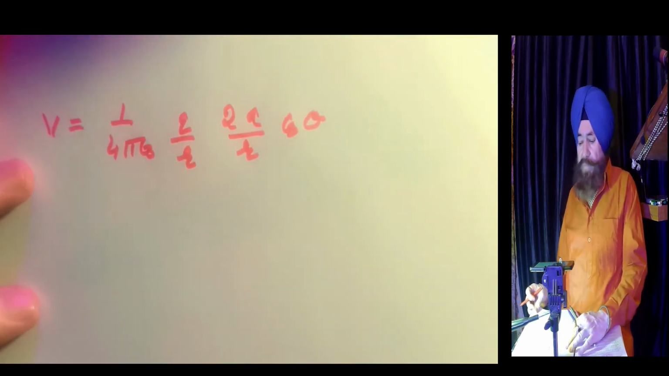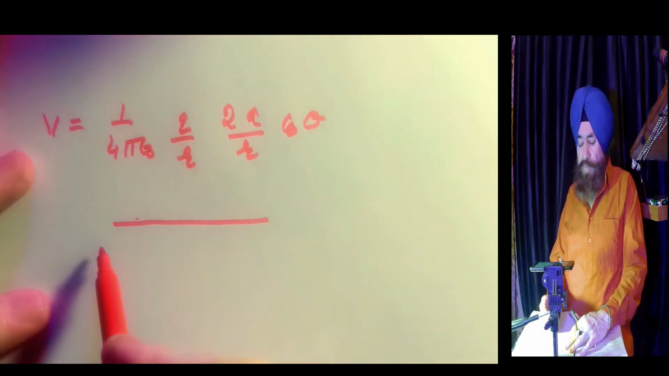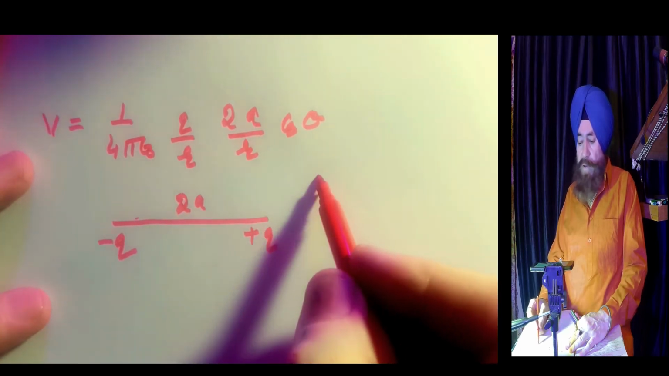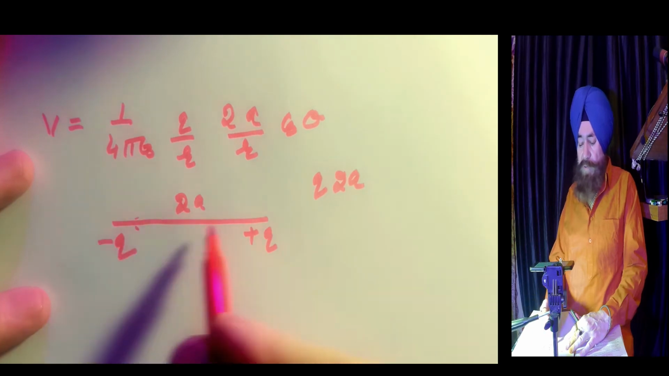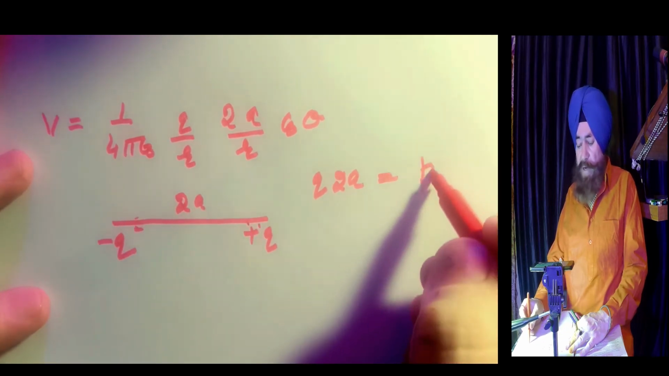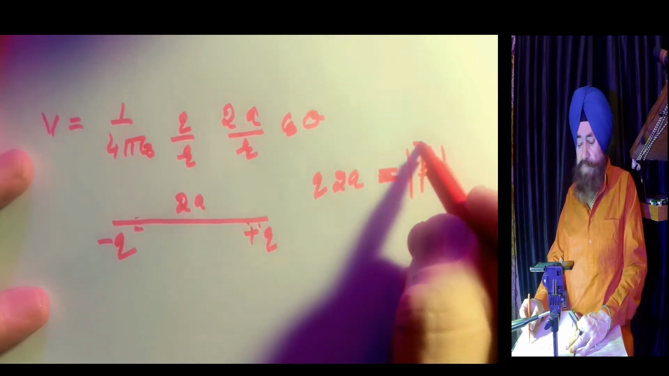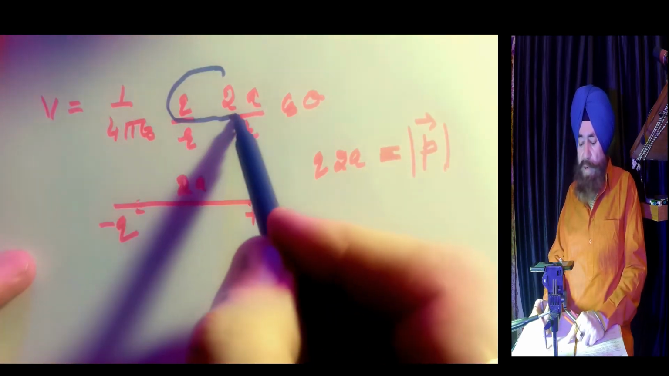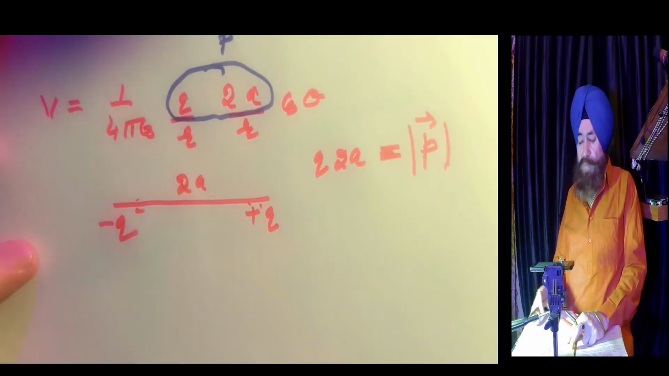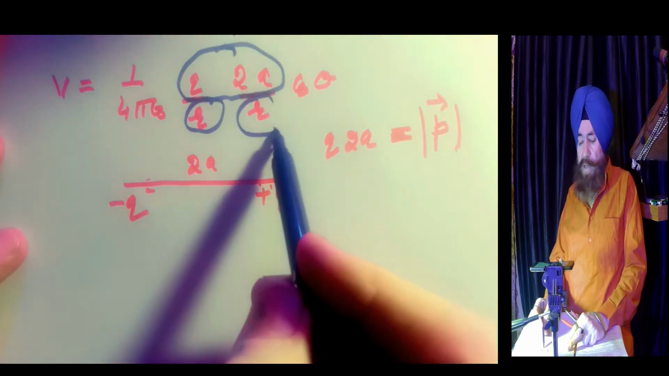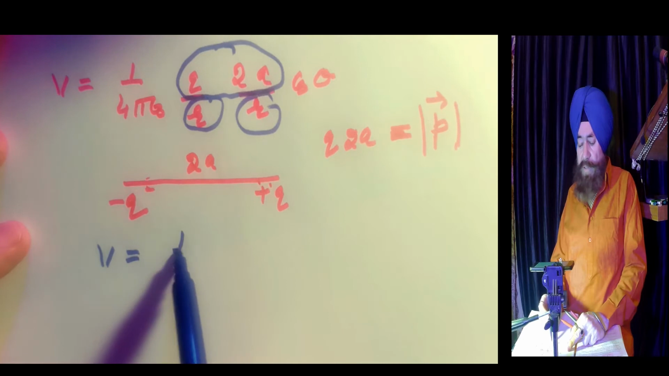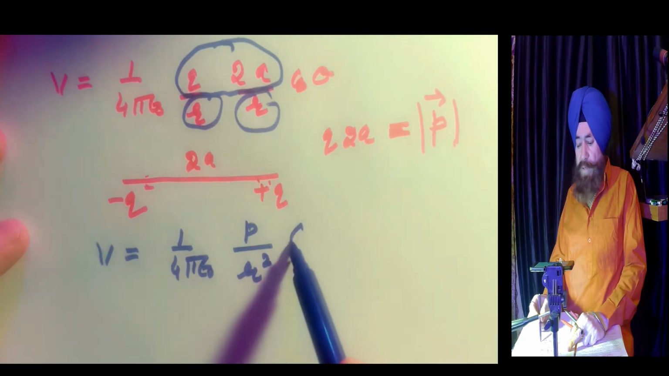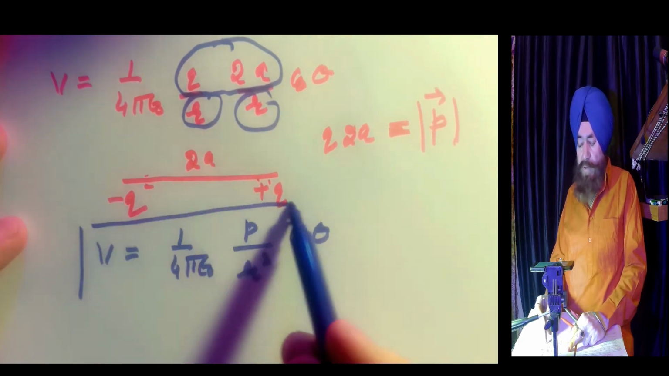Now you know very well what is q: minus q, plus q, the length 2a. Q into 2a, charge into the length of the dipole, is the dipole moment p in magnitude. Okay, so replacing q into 2a with p, the dipole moment, and R becomes R square. So potential is constant p upon R square cos theta. So this is our result.